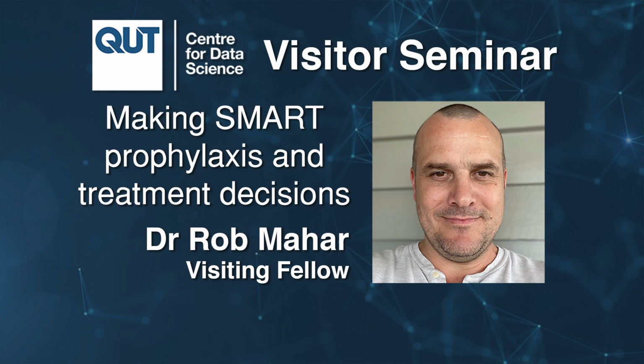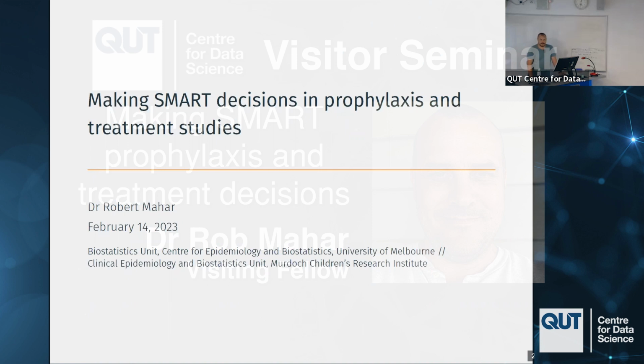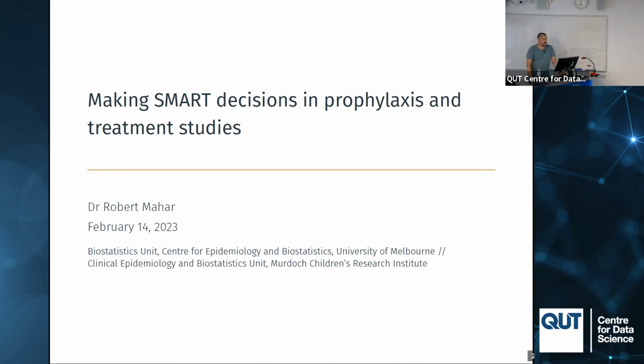So today we'll be hearing from Dr. Rob Mahar. Rob is a biostatistician at the University of Melbourne and at the Murdoch Children's Research Institute. He's appointed in Melbourne, but he's actually based in Brisbane. That's why we've signed him up as a visiting fellow here at QUT, because of a few joint research interests between Rob and a couple of academics here. So the idea is that we'll start working together on projects and write some grants together and things like that.